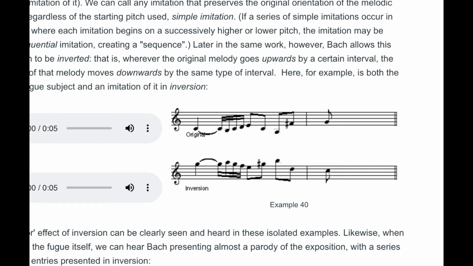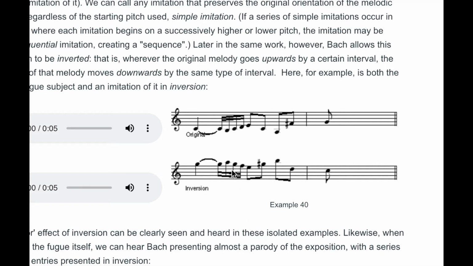So that is harmonic inversion, and we'll understand why the term harmonic is applied there when we get to the next episode. But there is this other thing that we can refer to as melodic inversion, where you are actually taking the original intervals and preserving them, but in the opposite direction.